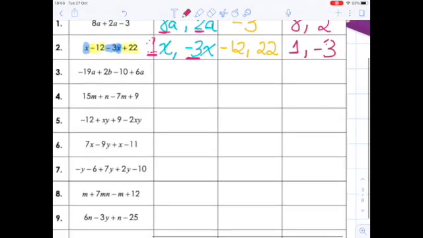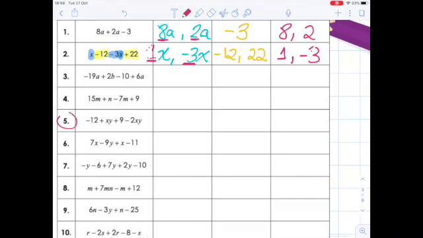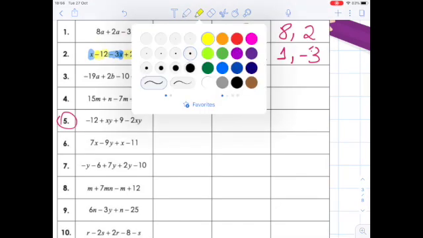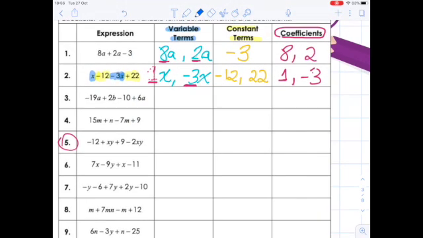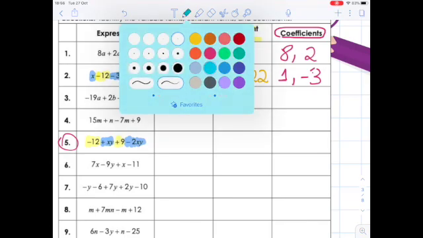I'm going to skip a few, go down to number 5 now, just for extra practice. Number 5, I have to identify my variable terms, the terms with letters, all right? Remember, a variable term is separated by addition and subtraction symbols. Okay, so the first variable term would be plus xy. But there are 2 variables. That's okay, guys. It's still one term with 2 variables. And the second one would be negative 2xy. The constant terms would be negative 12 and plus 9.